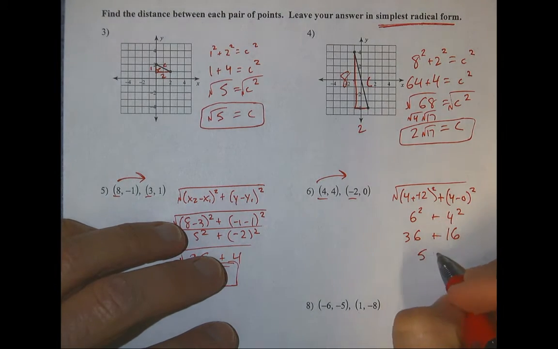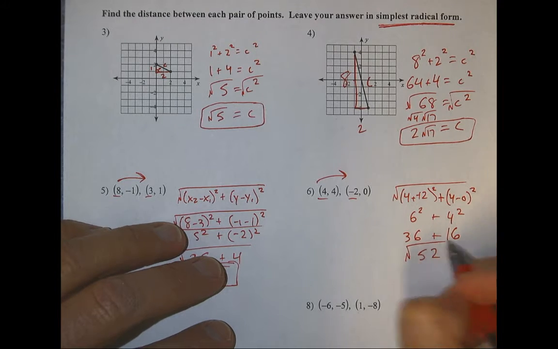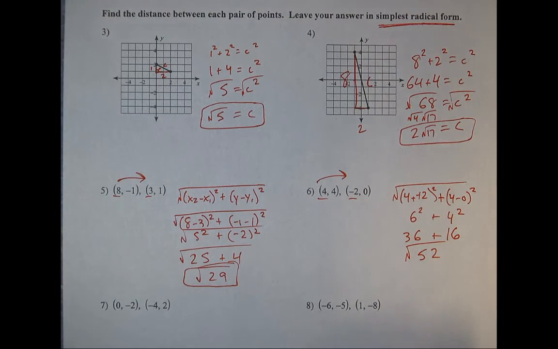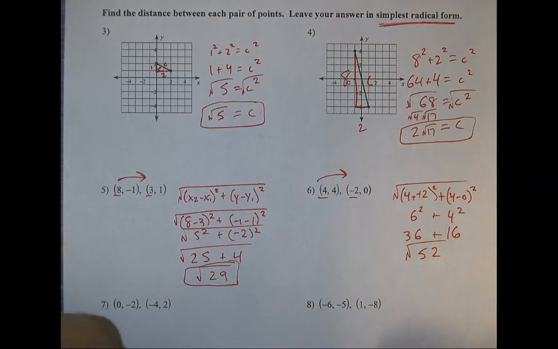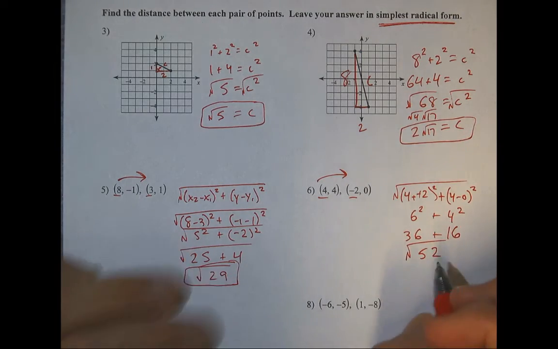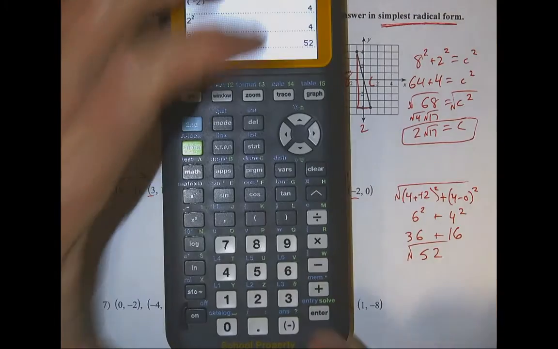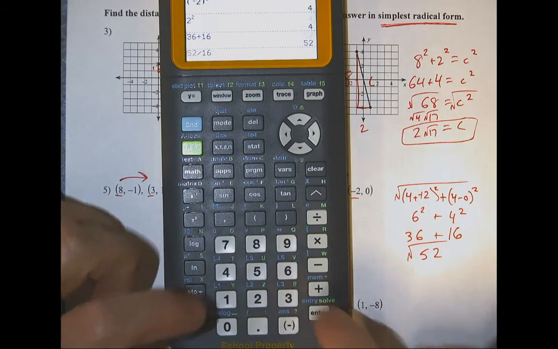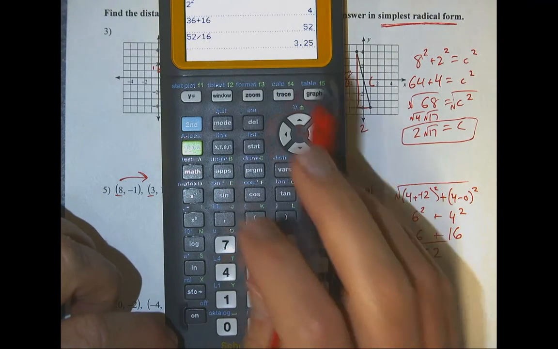So we're going to get 52. And we got to take the square root of 52. We're leaving everything in simplest radical form, so we need to split this into pieces. Again, I know 4 goes into this. You might want to check 16. No good. See, there's a decimal. It doesn't go in perfectly.